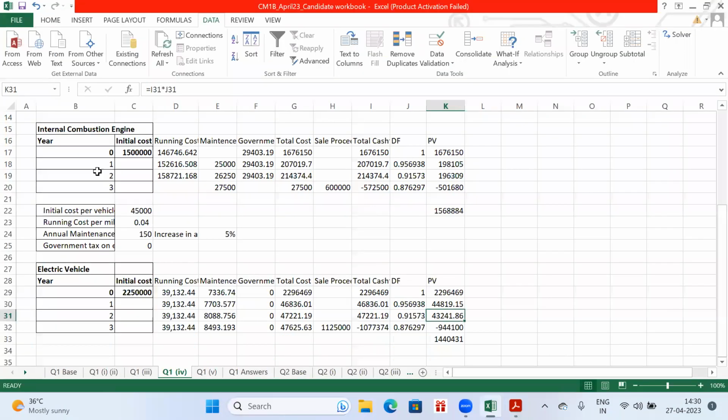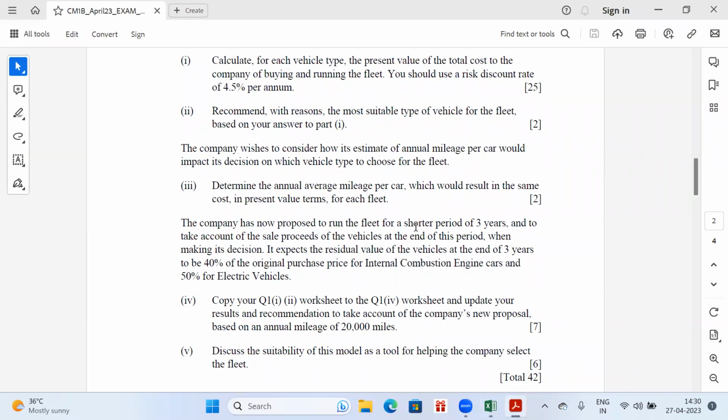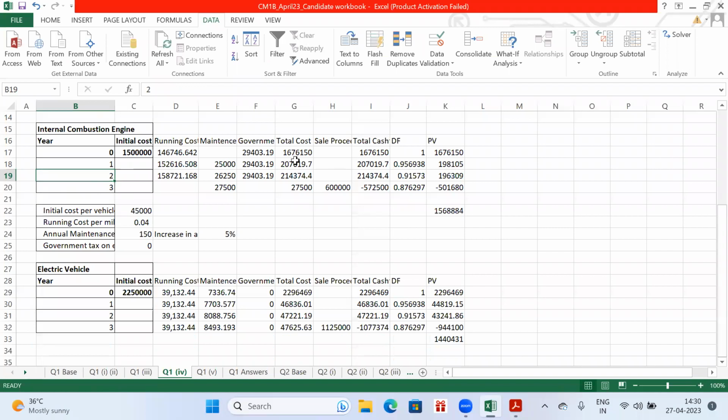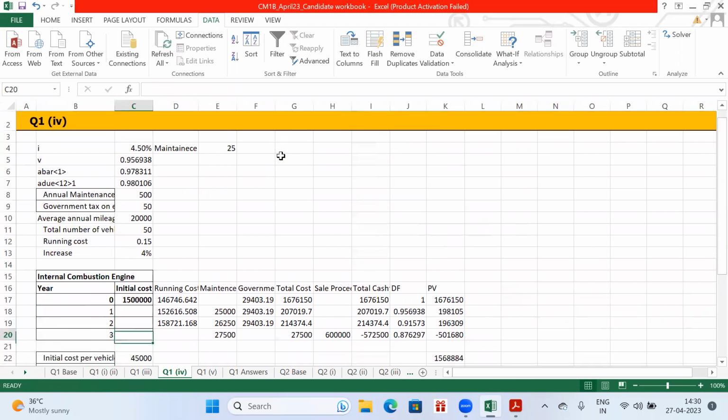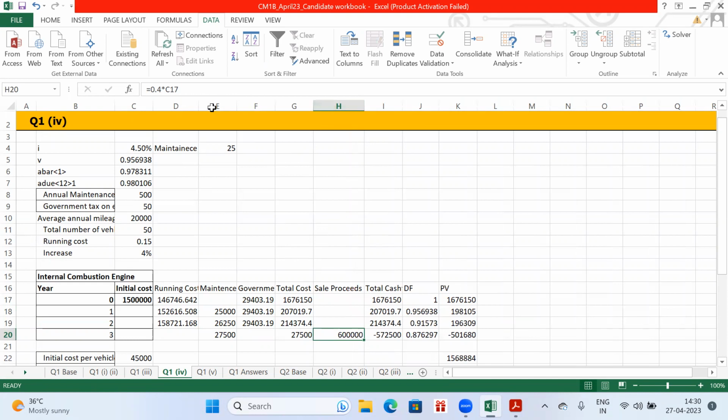So again, copy this sheet, and it is said that now it will run only for 3 years. So we'll remove the fourth row and the fifth row from both the calculations. Once you remove the fourth and fifth row, your calculations do not change over here. The only thing which gets added is the sale proceeds. The sale proceeds get added because now the company is selling the vehicle. So it is 40% of the initial cost, or 0.4 into the initial cost. This is my sale proceeds, and now the total cash flow will be nothing but total cost minus the sale proceeds.